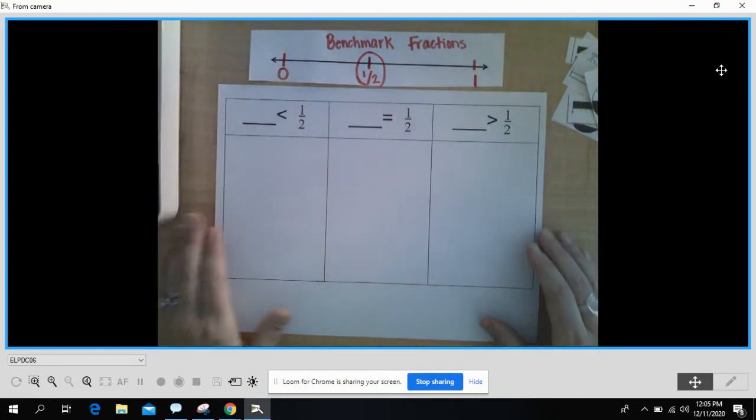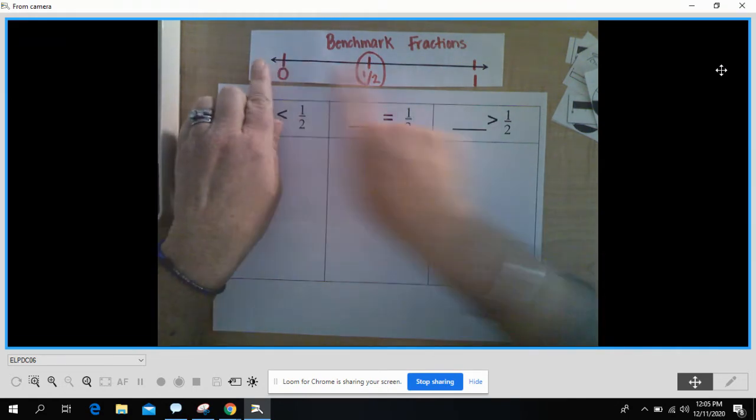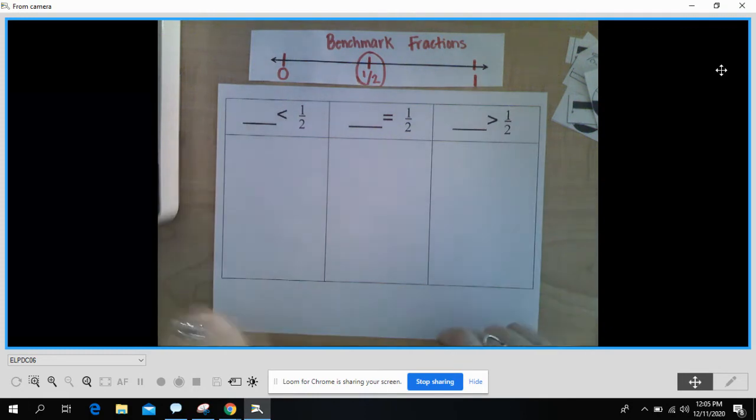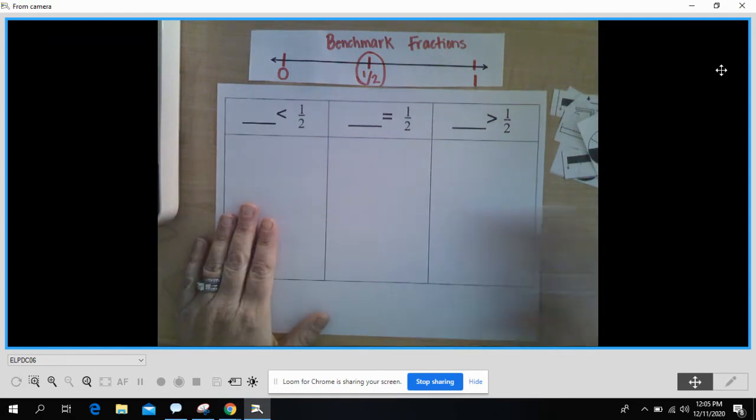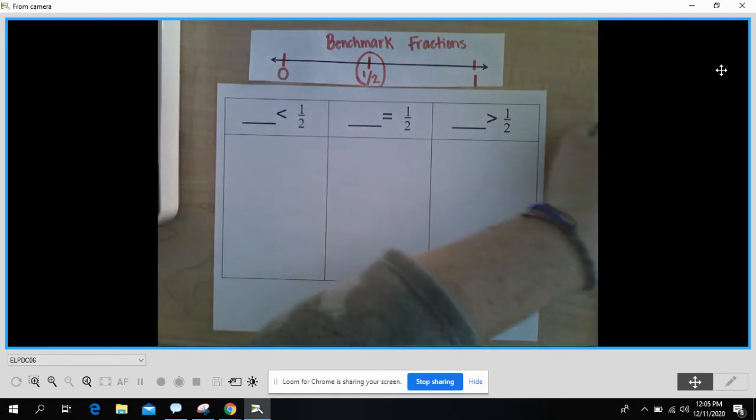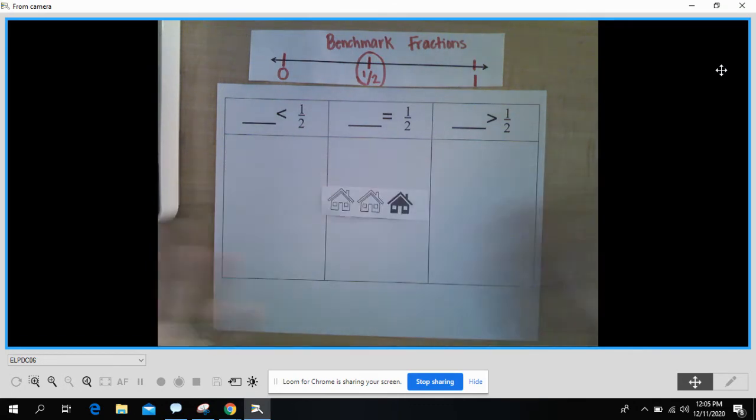When we look at fraction models, there are definitely different models that we use, like a number line model. We're going to use some of those today. Sometimes we use an area model, which is a picture of a shape that's shaded in. And then sometimes we use a set model. A set model is a set of objects, and we look at the shaded part of the set.